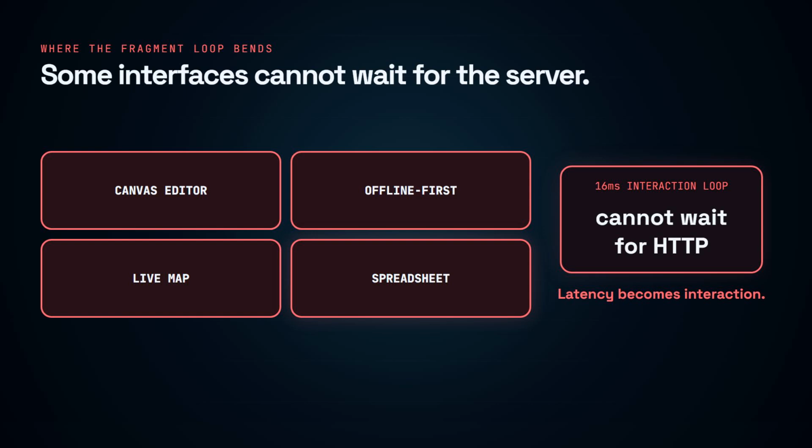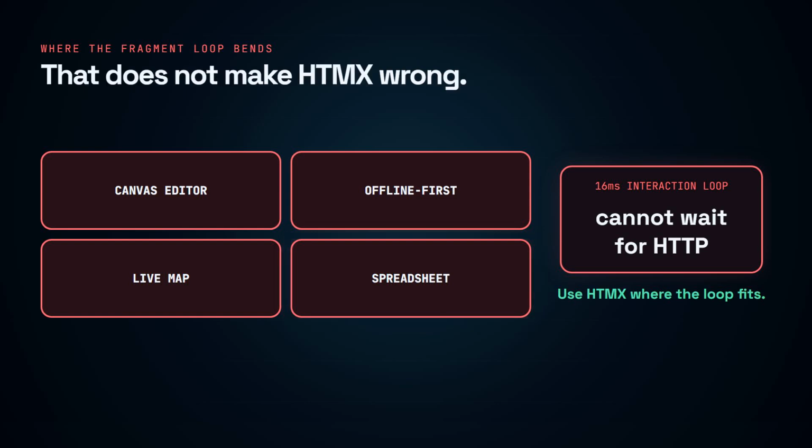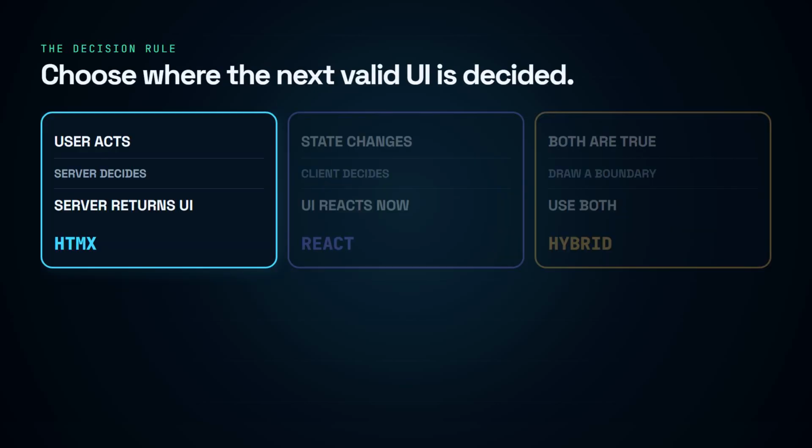Network latency still matters. Server rendering still costs work. Long-lived client interactions may still need JavaScript. And you can combine approaches by placing an interactive island inside a broader hypermedia application. So use a simple decision rule. If the interaction can be modeled as the user acts, the server decides, and the server returns the next UI, start with HTMX. If the screen must react instantly to a rich graph of client-owned state, start with React or another client framework. If the page contains both, split the boundary instead of forcing one tool to own everything.